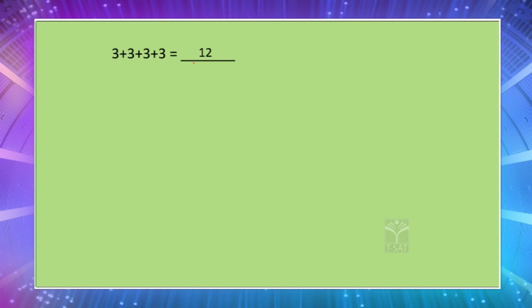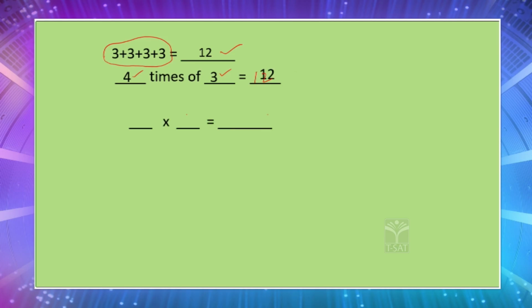The result is 12. And how can it be written as 4 times 3? See here, 3 plus 3 plus 3 plus 3. How many times are there? 4 times 3 equals 12. Right? Next, how can it be written using the multiplication symbol? So, 4 into 3, that equals 12. 4 into 3 means 4 threes, meaning 3 plus 3 plus 3 plus 3. Right?